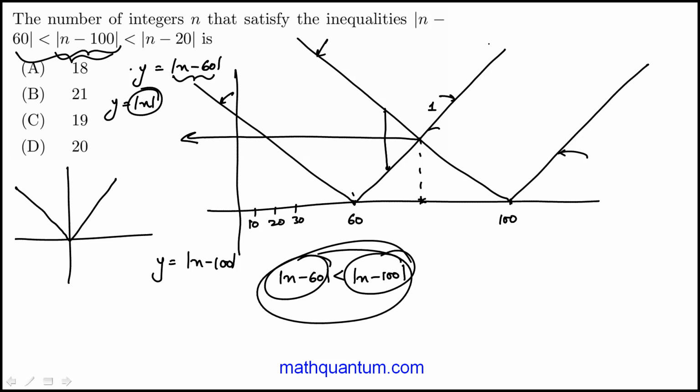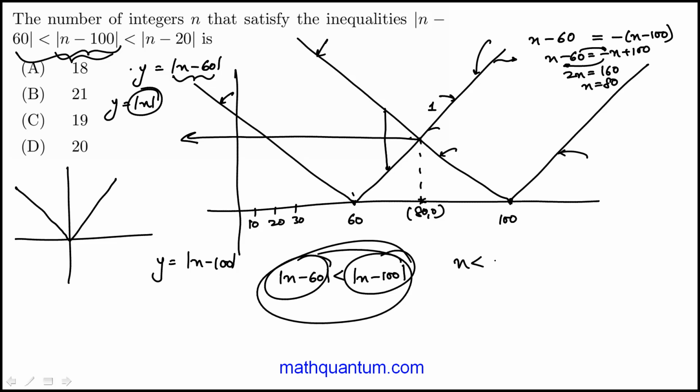Now, where do they intersect? And this is where I think you should know what each of these arms is quickly. This piece is going to be n minus 60, and that is the negative slope part of the n minus 100. So that will be minus of n minus 100. So you just equate them. We're looking for that point of intersection. Minus n plus 100. Move that here, move that there. 2n is 160, that's 80. So that point is 80 comma 0. So we know that for n less than 80, this portion of the inequality is satisfied.